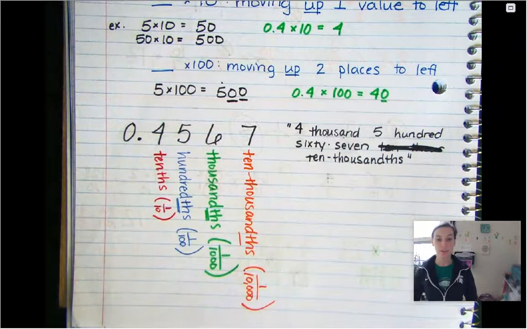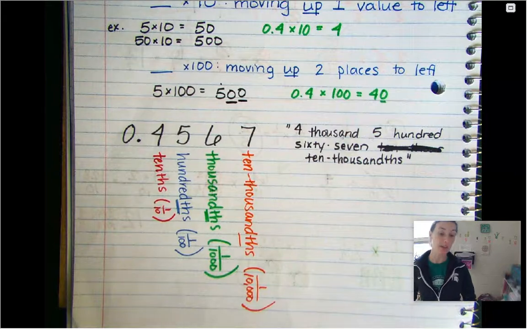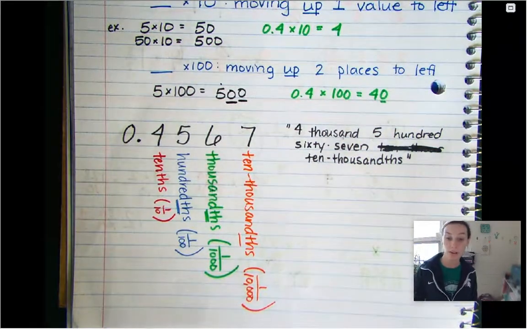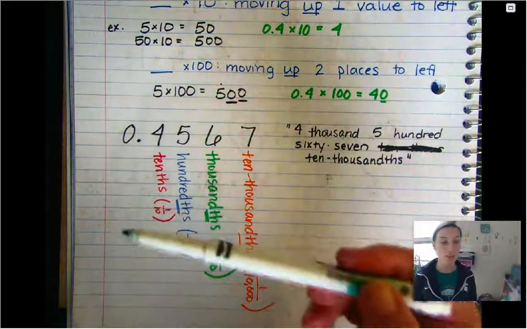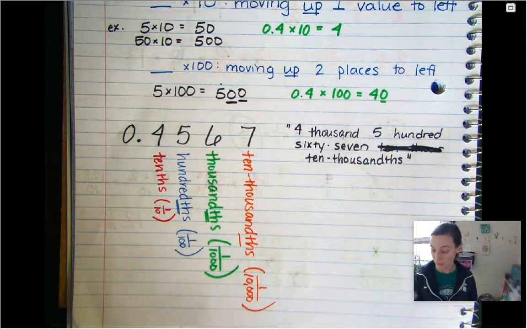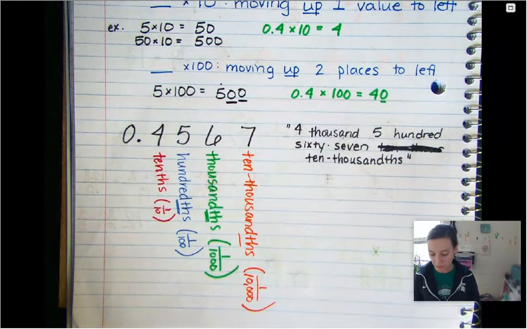And a lot of times you might hear teachers be kind of picky about how you say decimals. Partially that's because when you say something out loud, that's building your number sense. When you know how to say a decimal, you're thinking about the value. So that's why sometimes we're ornery about that.